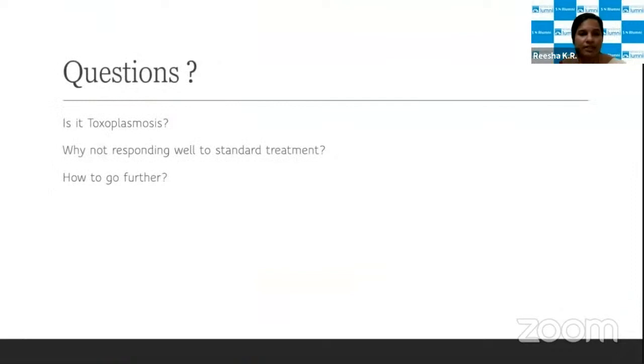So my questions are: is it toxoplasmosis itself, or why was it not responding to the standard treatment initially with Bactrim DS? Is it because the patient received a course of IVMP prior to that, and how to go further? Thank you.